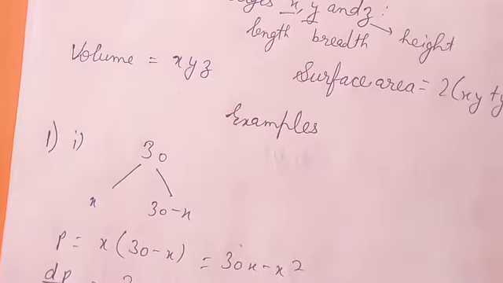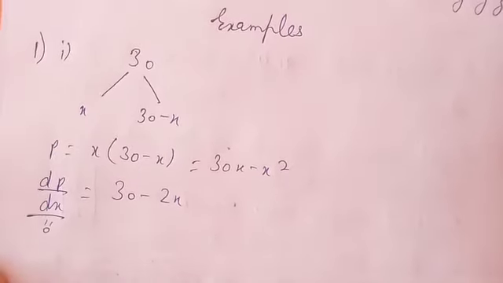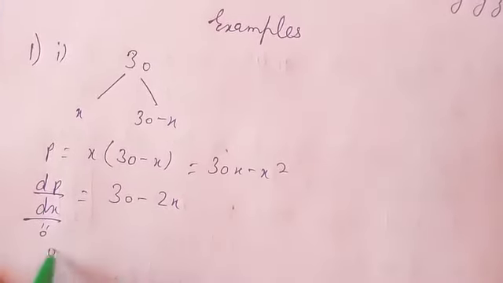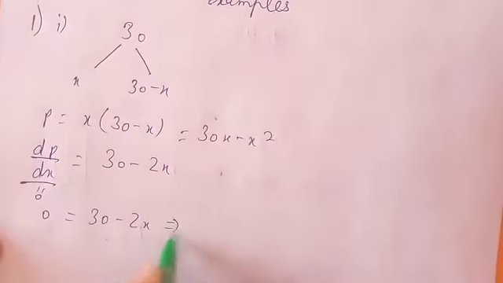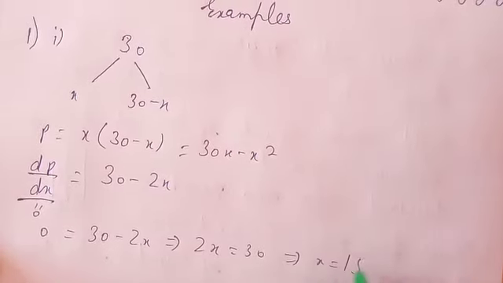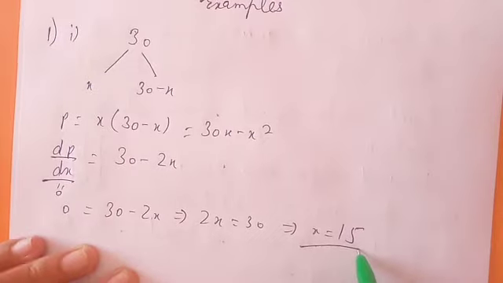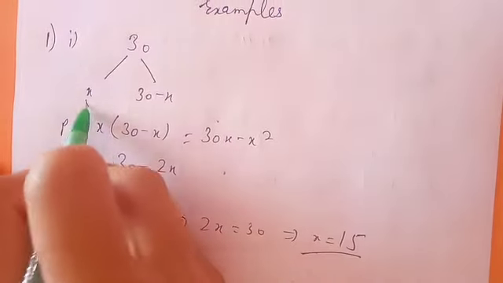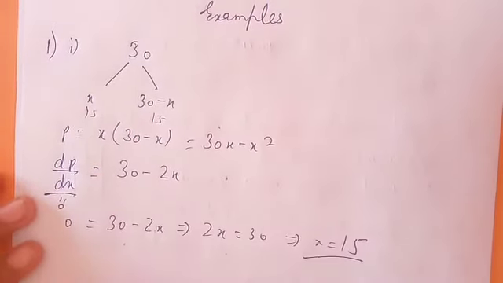And we know for maximum or minimum value we need to put the first derivative equal to 0. So we will get 0 equal to 30 minus 2x. From here 2x is equal to 30 and x is equal to 15. Now at x equal to 15, if x is 15, then 30 minus x will also be 15. 30 minus 15 is 15.